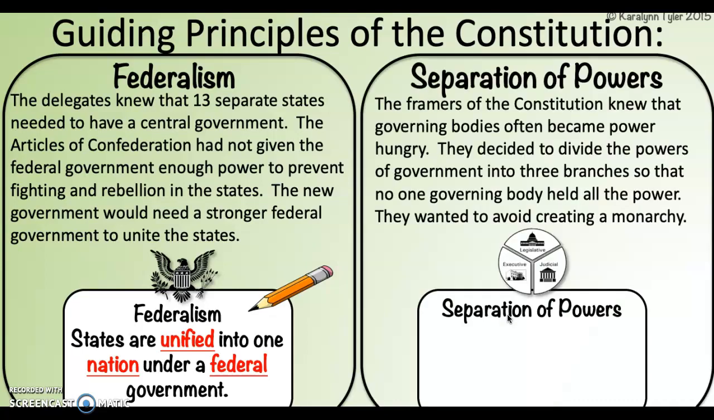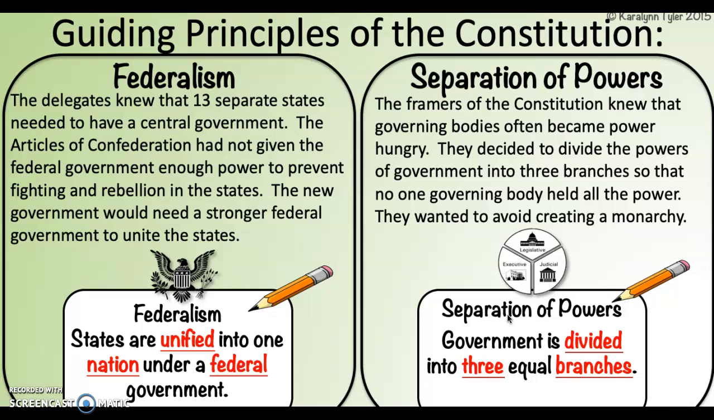Our fourth guiding principle is the separation of powers. Realizing that they were giving more power to the central government, the writers of the Constitution were nervous. They were nervous that the power would maybe get into the wrong hands and that we would have our liberties taken away. And so to avoid that, they decided to divide the powers of the government into 3 equal branches so that no one branch would be all powerful. They wanted to avoid creating a monarchy where one person perhaps greedily would want to take away the power of the people.